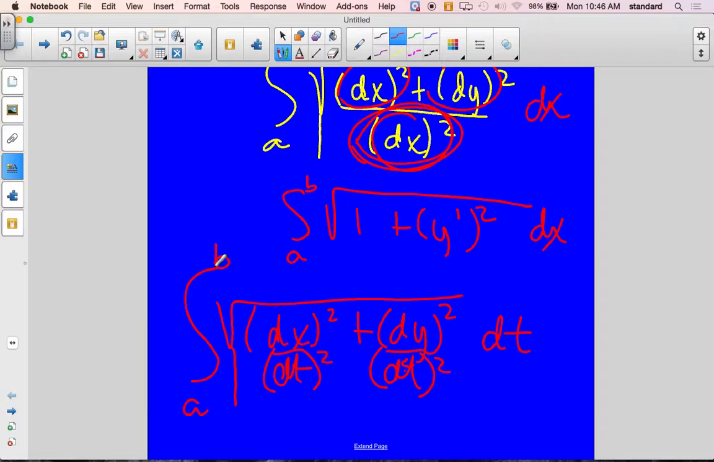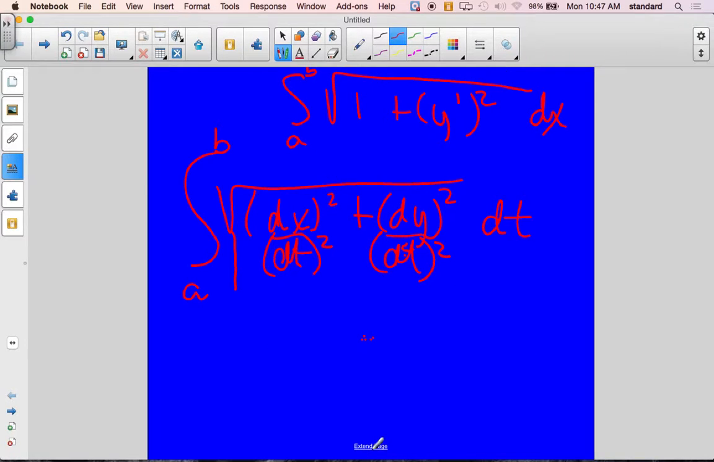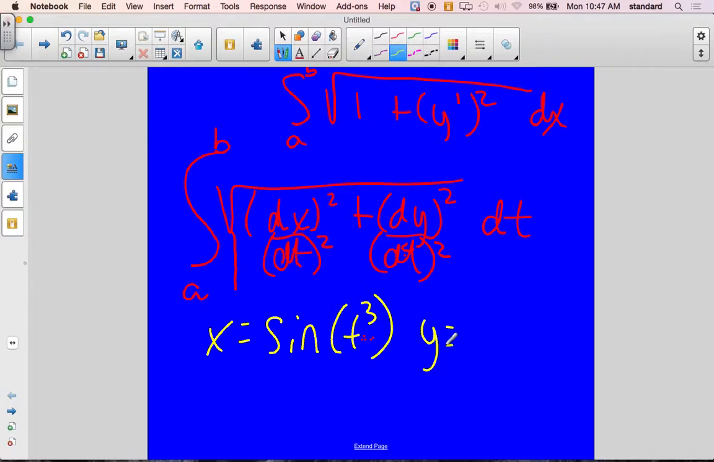Yeah. What was x? Sine t cubed, or sine of t cubed. All right, like this, x is the sine of t cubed. And what is y? E to the 5t. Good practice in taking derivatives without our calculator. Make sure you use the chain rule.